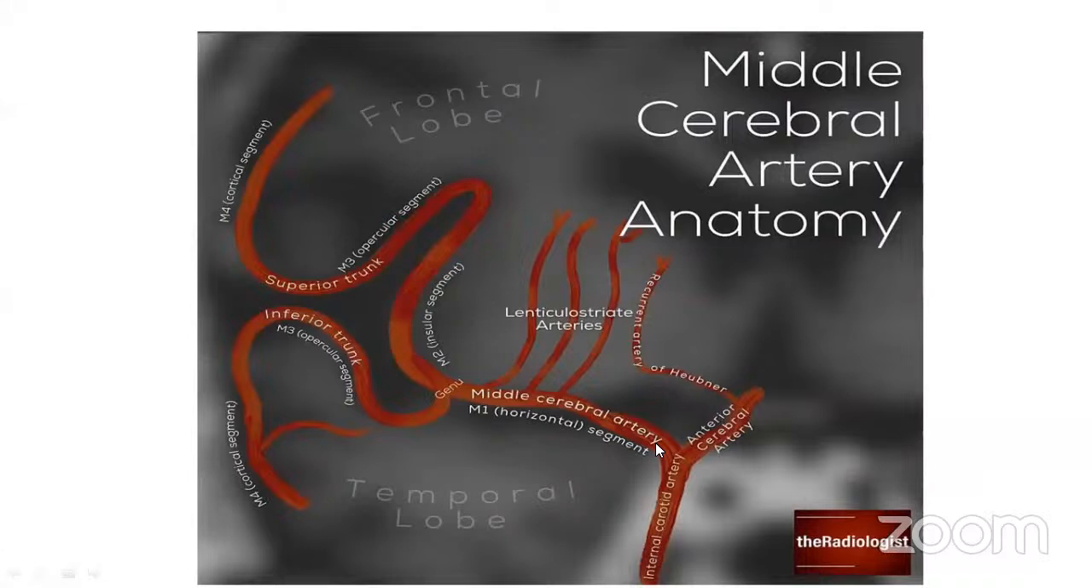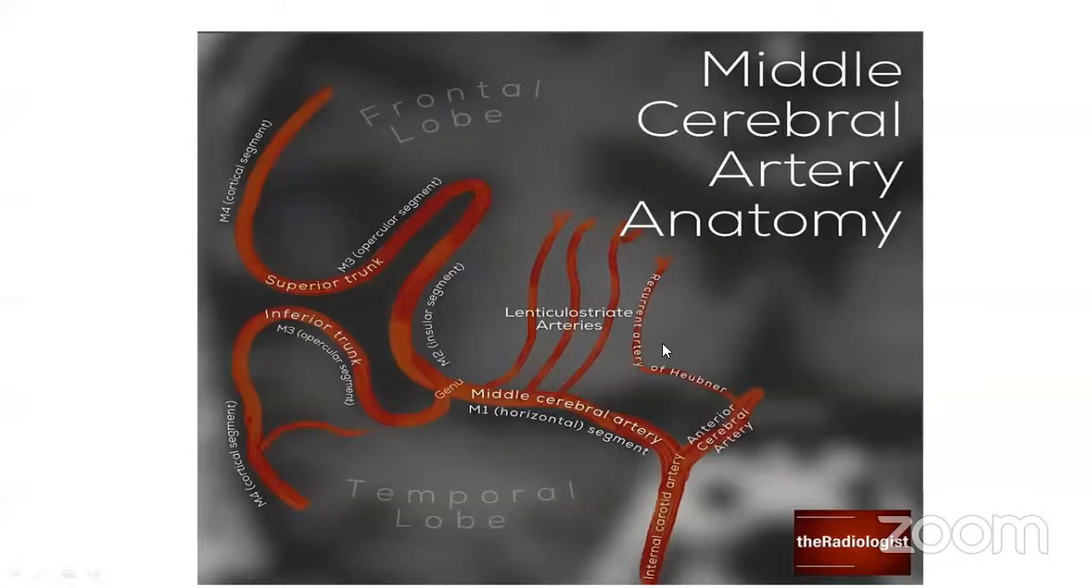There are four theoretically important segments of the MCA. The first is the M1 segment. This is followed by the M2 segment, followed by the M3 segment, and then the M4 segment, which is the final part. This is just a schematic diagram.